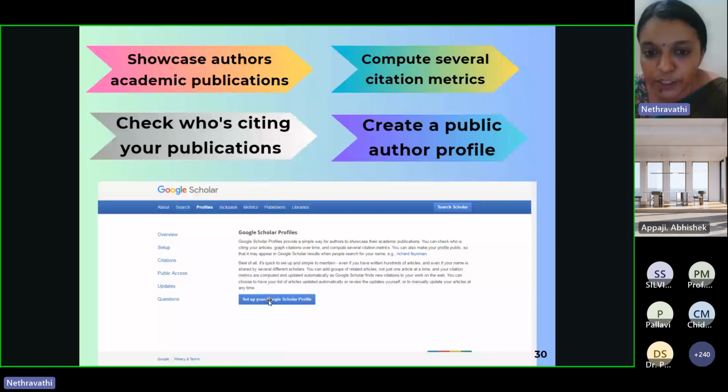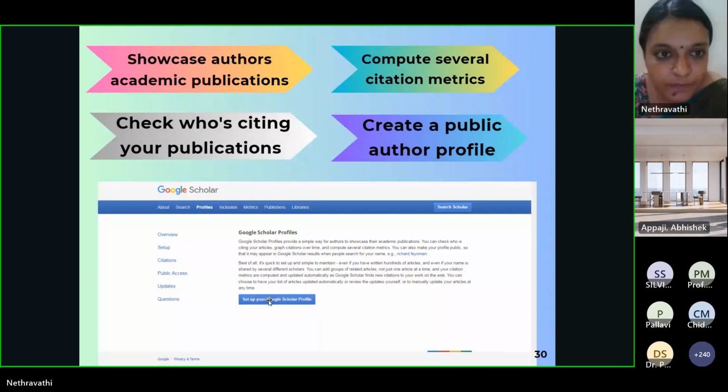So that is one feature of Google Scholar. We can spy on other authors, on the lighter side, of course. We can also check who is citing our publication. So we'll get how many citations we have received for a particular paper and who all have cited our paper.